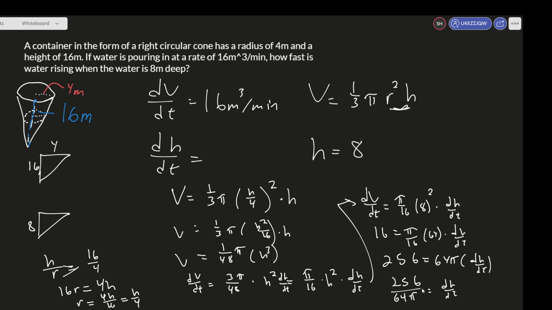And then that can be reduced to finish this out. And that solves our dh/dt value. So that's 128 over 32, 64 over 16. That's 32 over 8, which is 4. So that's 4 over pi is our dh/dt.